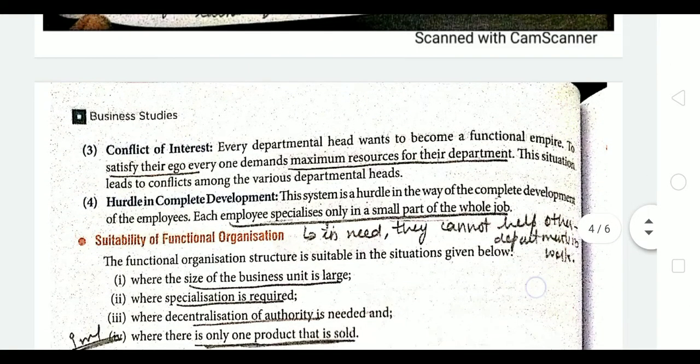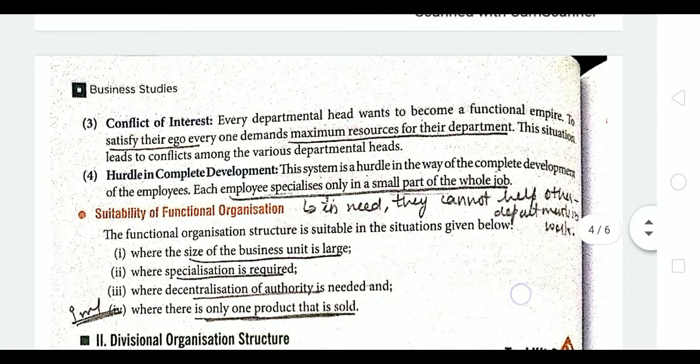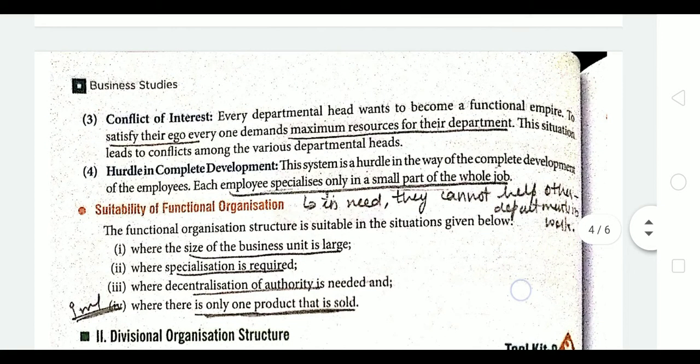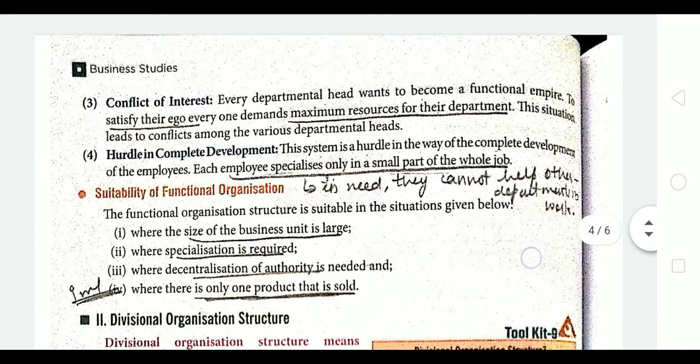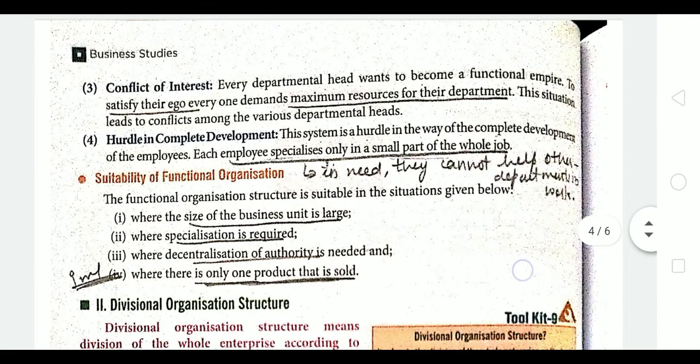Next, we have conflict of interest. Conflict of interest means every department wants to get the maximum resources. If it is the production department, they want to get maximum money in order to produce the goods. If it is the sales or marketing department, they want to get maximum money to sell the product, to advertise the product. So this way there is a conflict of interest between all the departments.